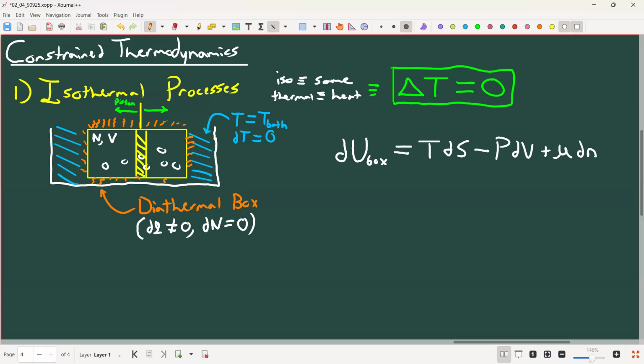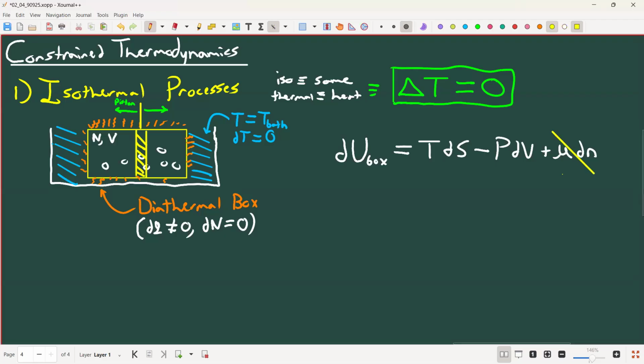So what's going to happen is that some energy is going to flow into this box, and it may generate some entropy by heating the system up and making things move more randomly. But it also might shift the volume by moving the piston. Right, but the other one's not going to change. dN is 0 because molecules can't leave. So it's a sealed box.